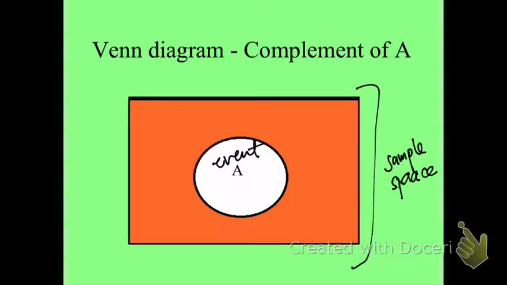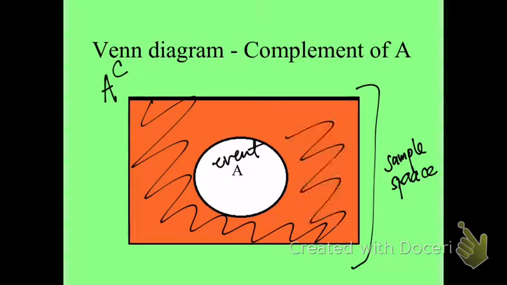So if I were to say A complement, so A to the C power, I would shade everything outside of A. The orange part is my shaded area. So I would shade everything except A. It's everything but A. So that's A complement. This is how you would write it in symbols, symbolic form.